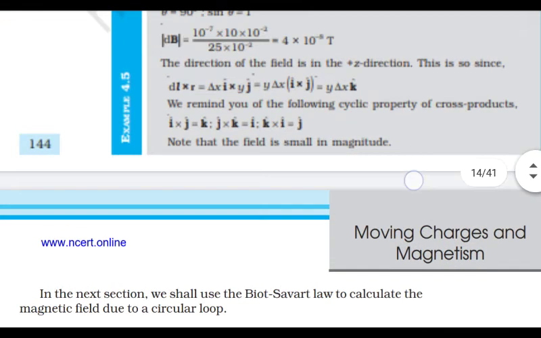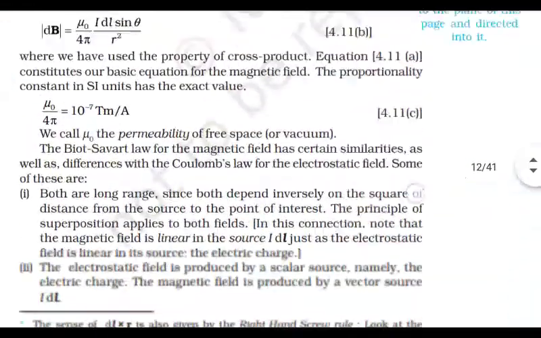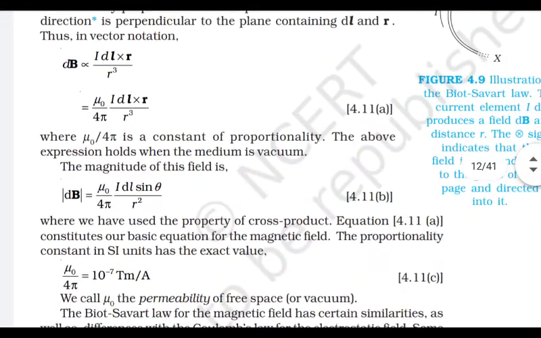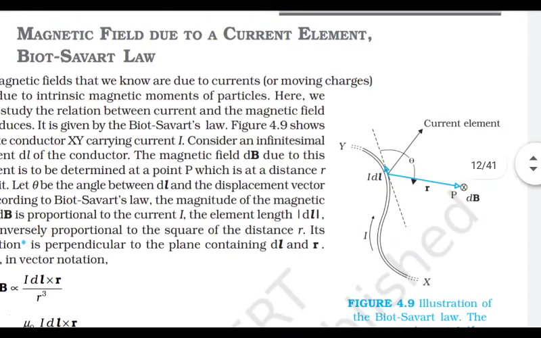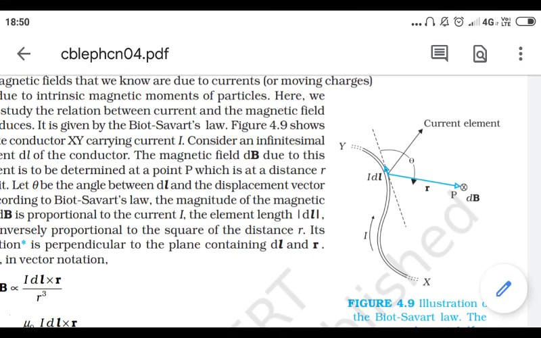And the outcome, if you look at equation 4.11, is in vector form, dl cross r. If you look at our previous diagram, r is the position vector. The direction of dl is toward here and r is here, so this dotted line is the direction of dl, and this blue line is for r.